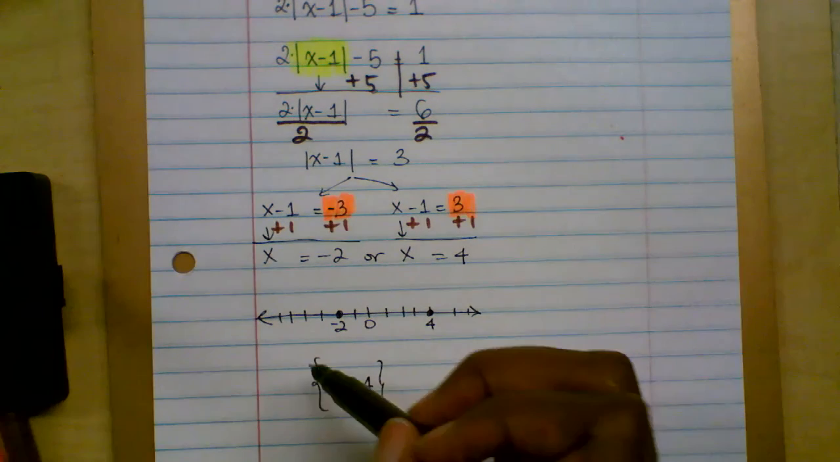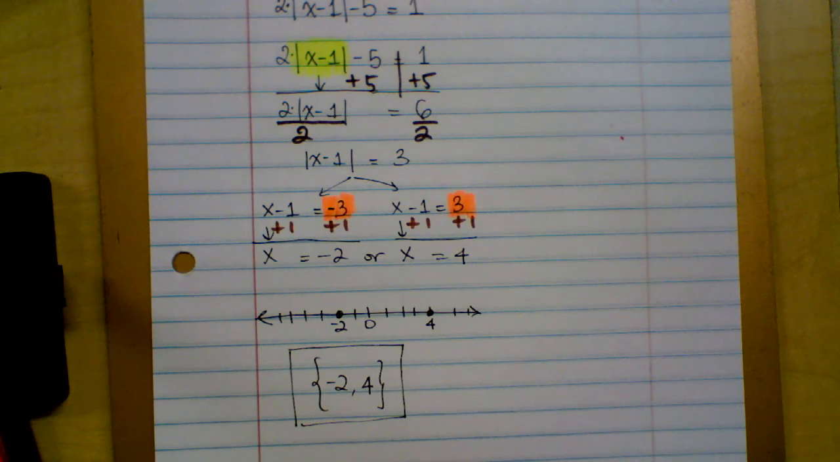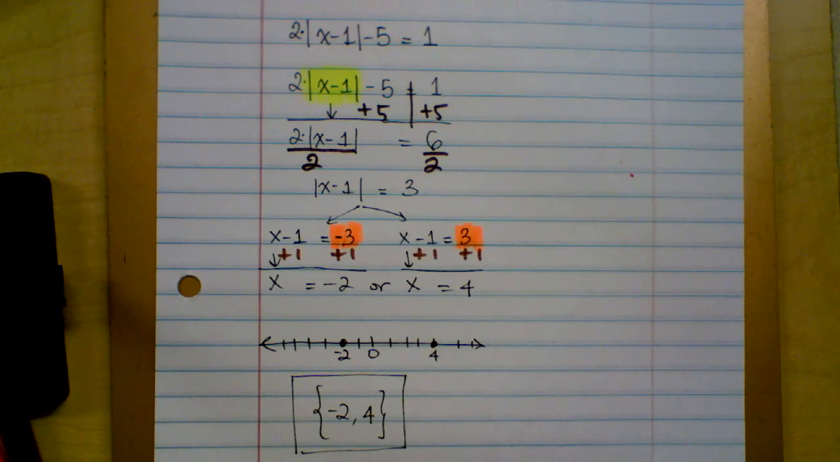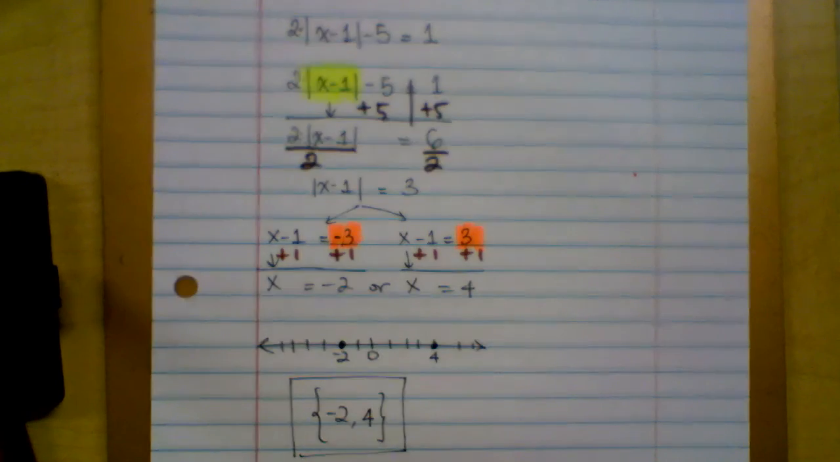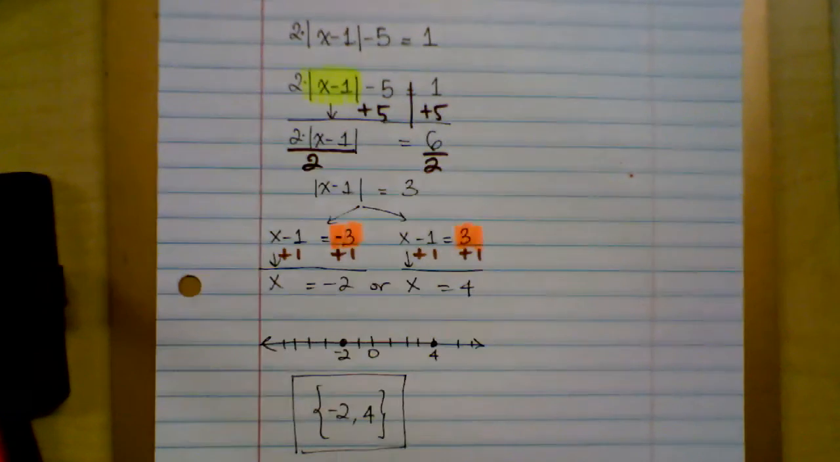Then for the final answer, you always want to write it with bracket notation. I would like you to start with the negative value first, or the lowest number, and then a comma and the highest number afterward. Okay, so we are done solving this absolute value equation. This absolute value equation has two solutions. In the next video, I'm going to show you how to solve an absolute value equation that has one solution, and I'm going to do another one that has no solution.